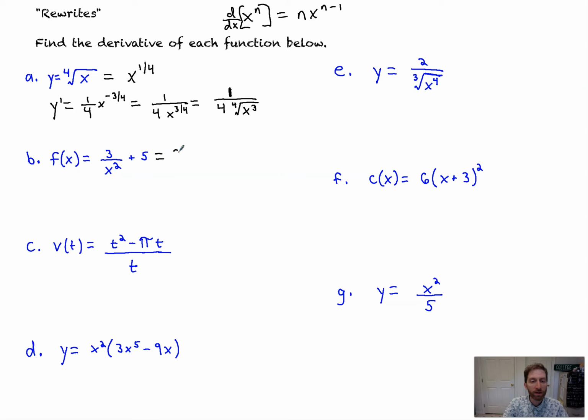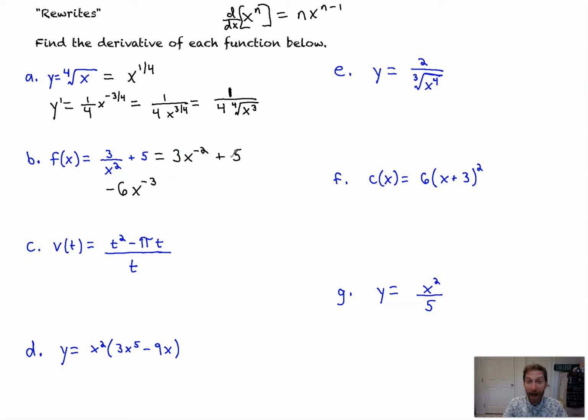That can be rewritten as 3x to the negative 2 plus 5. The plus 5 doesn't worry us. We just need to know our constant rule. This we notice, sweet, is now in power rule form. So I'm going to multiply negative 2 by 3, which is going to give me negative 6. That's negative 2 times the coefficient 3 is negative 6. And then we're going to subtract 1 from this, which is equal to negative 3.